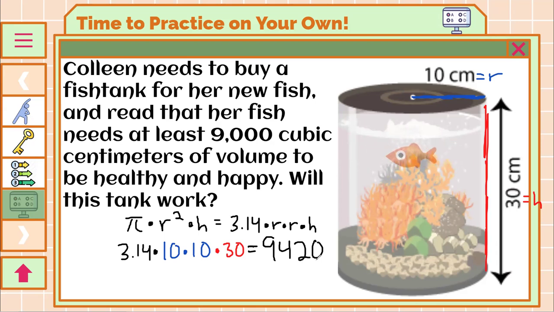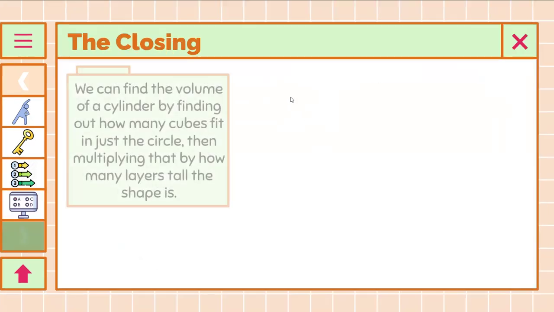That's right. They didn't just ask for what was the volume, though. They asked you a question. Would this fish tank work knowing the fish needs at least 9,000 cubic centimeters of volume? If you said, well, yes, it can, this is more than enough, then you would have said, yes, this tank works. This tank works just fine for their fish. Pause if you need to make any corrections, but I'm going to clear this up and head to the closing.